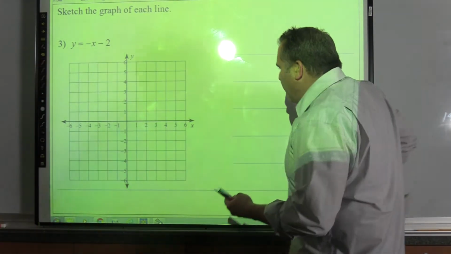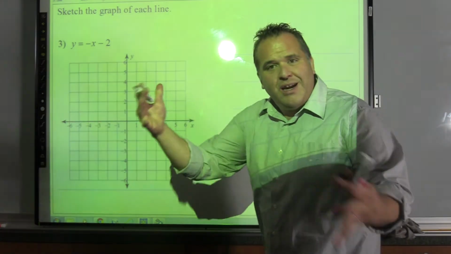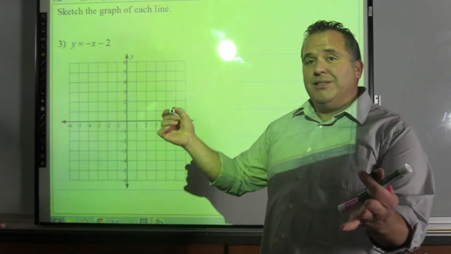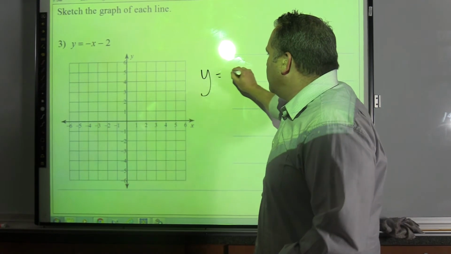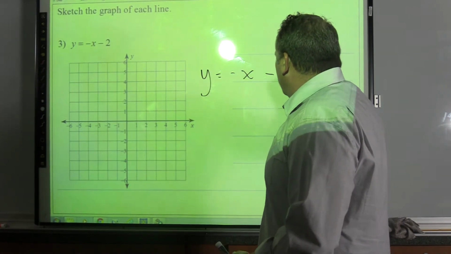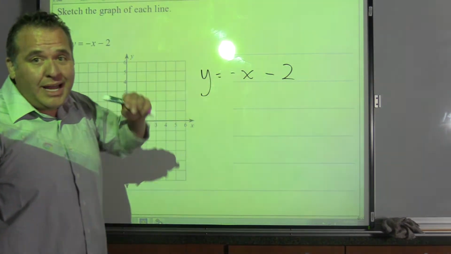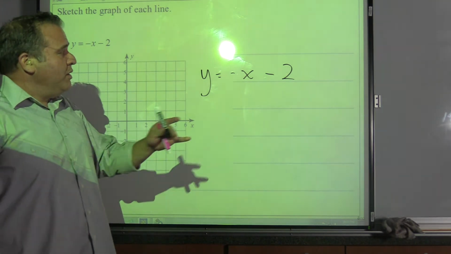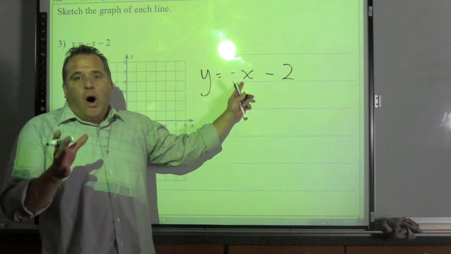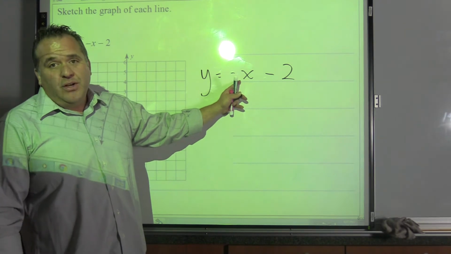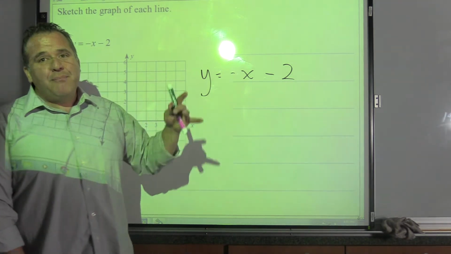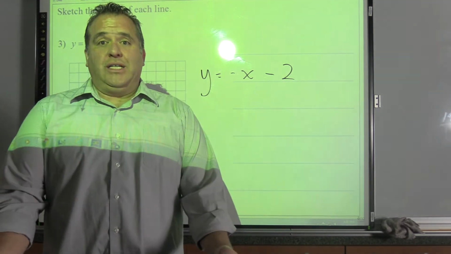First off, just like before, I'm going to go ahead and rewrite the equation right here so you guys can see it better. y equals negative x minus 2. Boy, that's going to be tough. We got a lot of negatives. But look, what we do first is, remember, our slope is in front of x. There's nothing there but a negative. We got to make this into a fraction.